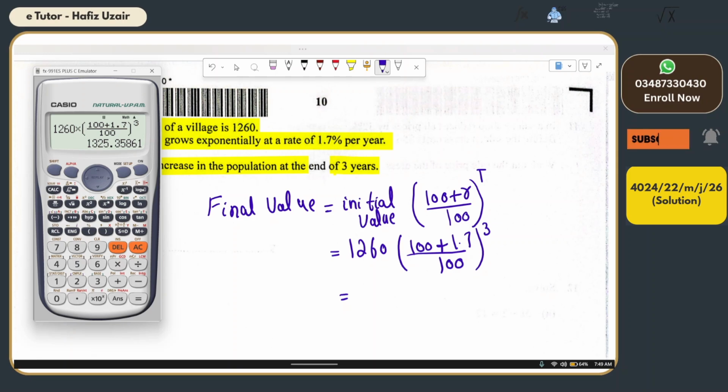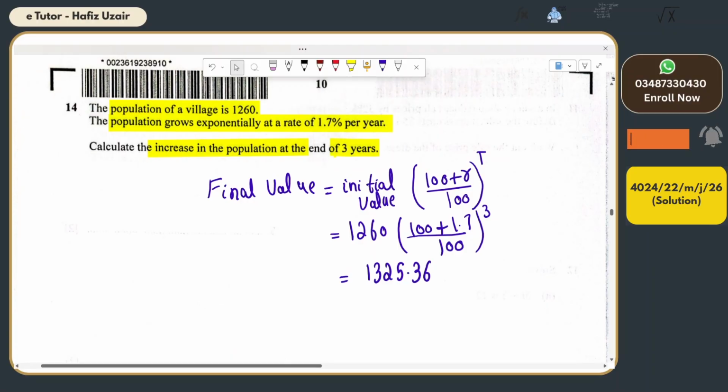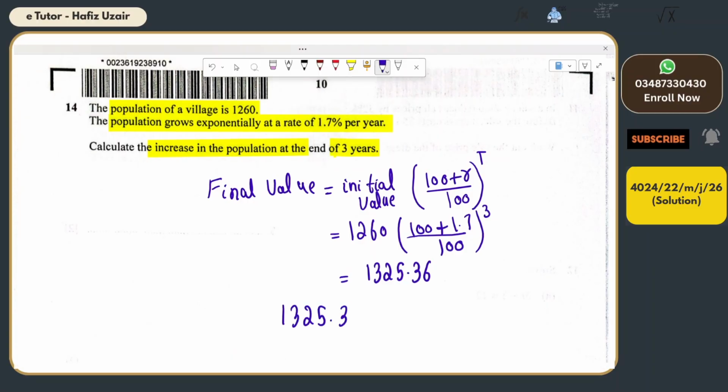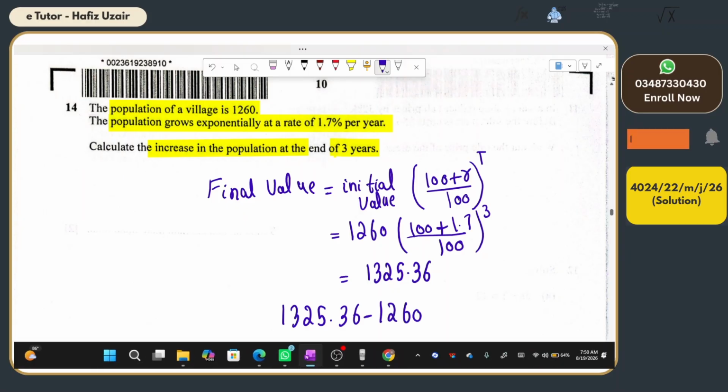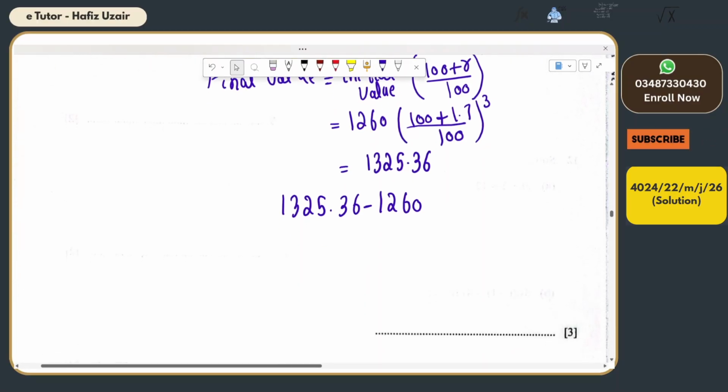So 1325.36. Now this is the final value. So what is the increase in population? After 3 years, it is 1325.36 minus the original amount, that is 1260. So let's subtract 1260 from here. So this is 65.4 if we round it off to 3 significant figures. So this will be 65.4.